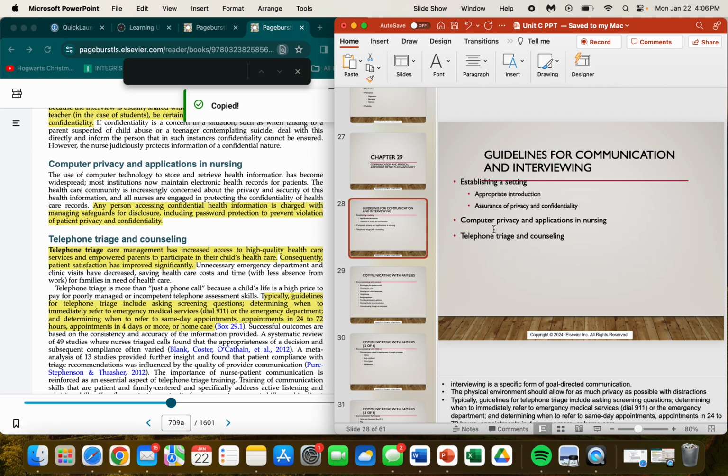And then your book talks a little bit about computer privacy. Obviously, that is common sense. We don't give anybody our password. We want to make sure if it's something that we're documenting or charting that it is only seen by the appropriate healthcare individual.